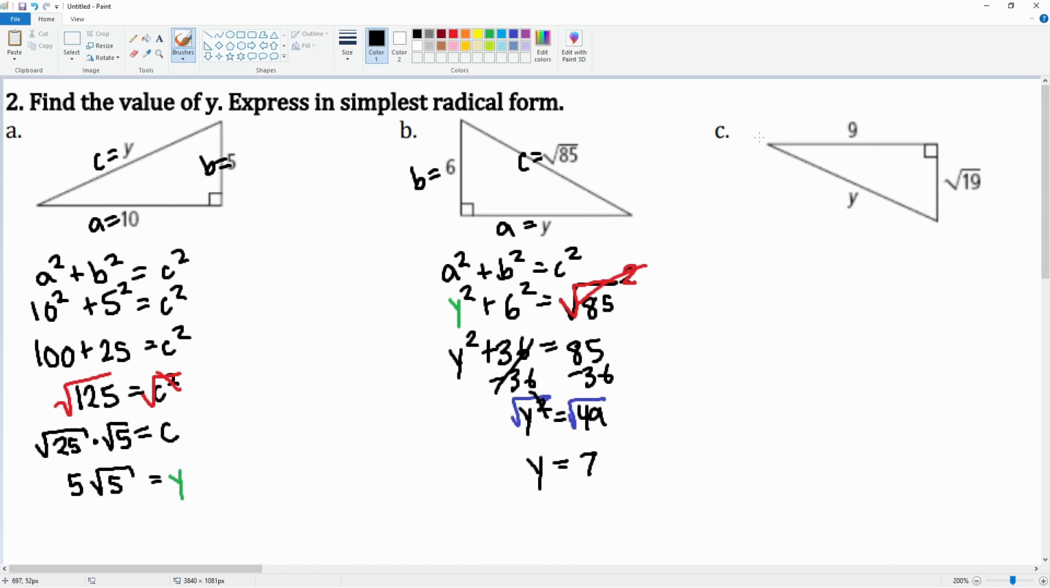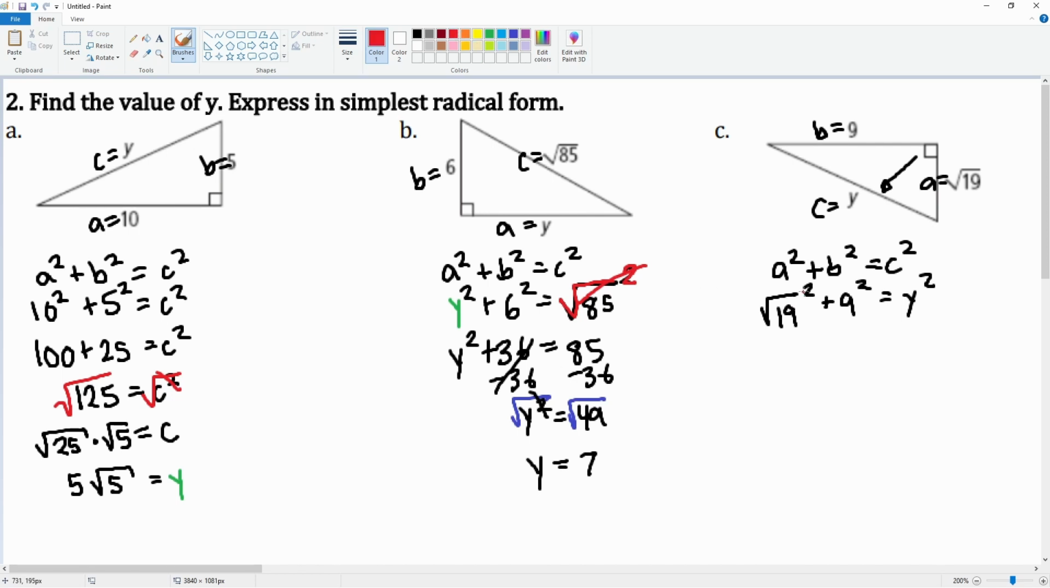Okay, let's look at the next one. Same equation: a squared plus b squared is equal to c squared. A can just be y. Sorry, that's not right. This has to be c because you see how it's opposite to that 90. So c equals y, b equals 9, and a equals square root 19. So square root 19 squared plus 9 squared is equal to y squared.